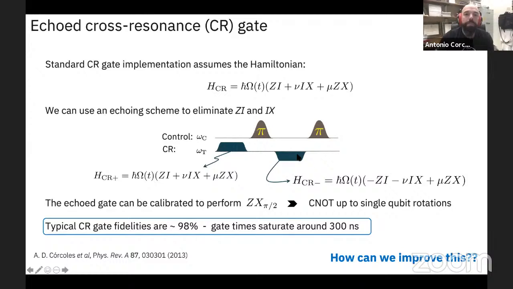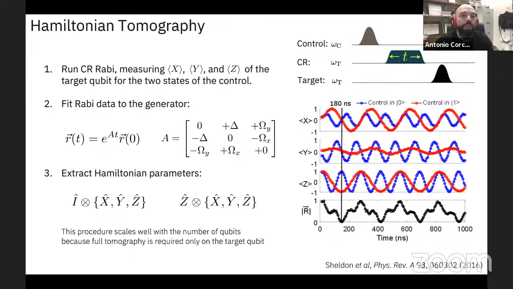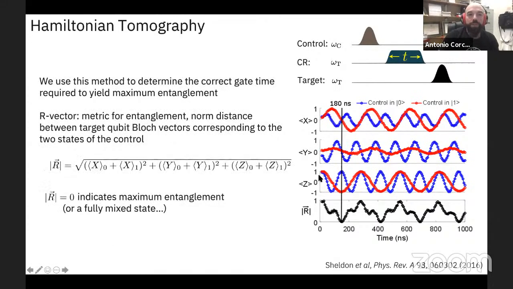So what we do is we implement some pulse protocol, some echo protocol, where we have the cross resonance in different signs that cancels every term except for the CX, and then we can reach fidelities of the order of 98% in 300 nanoseconds or so. But then we see that sometimes, if we do tomography on the target qubit, we have components that are not purely X, CX or IX. We have some Y as well, and that is a problem.